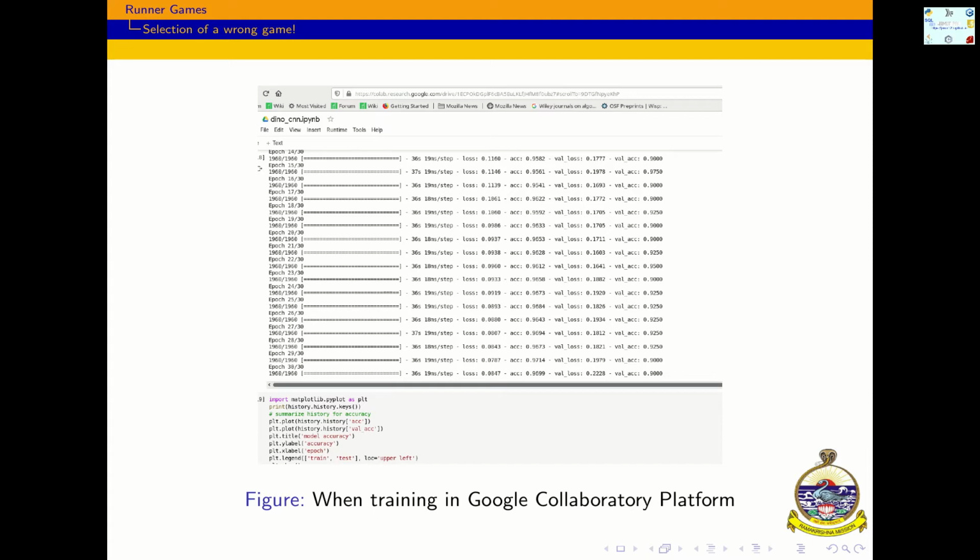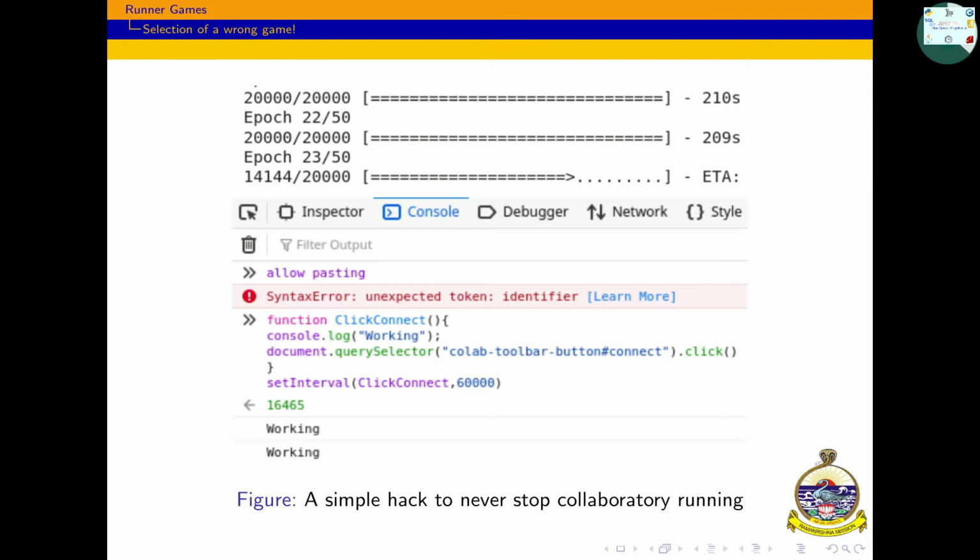Another solution, as in this figure, is that you can use a simple JS script to keep the connection alive by automatically clicking the button every 60 seconds. So this is the JS script. It will automatically click the button and keep the connection alive. This hack is quite useful when you are training for about 5 hours, but the max limit is about 13 hours. Then Google will block you temporarily.